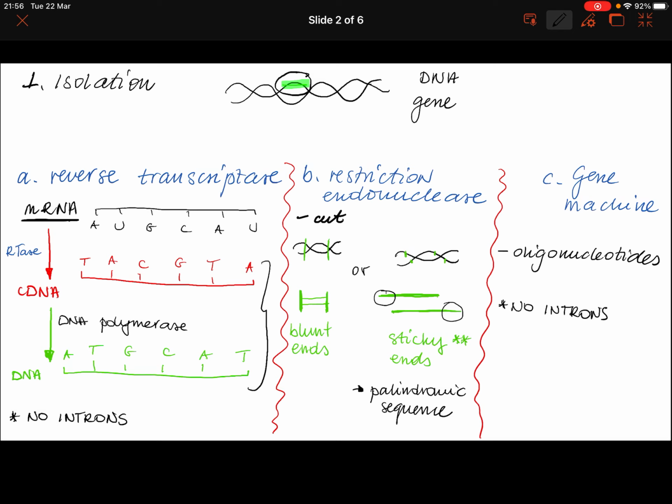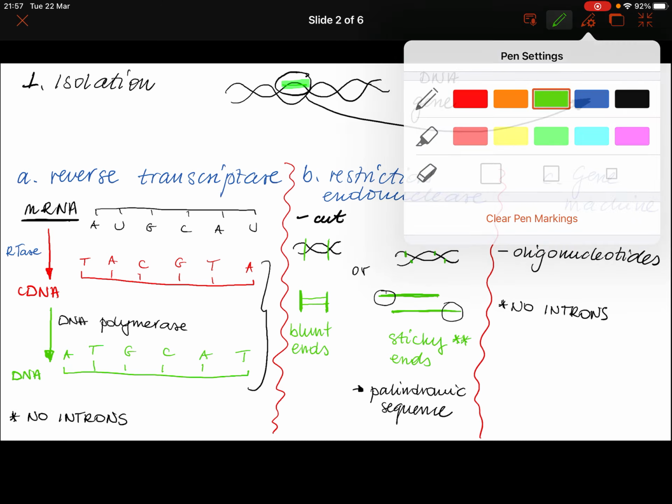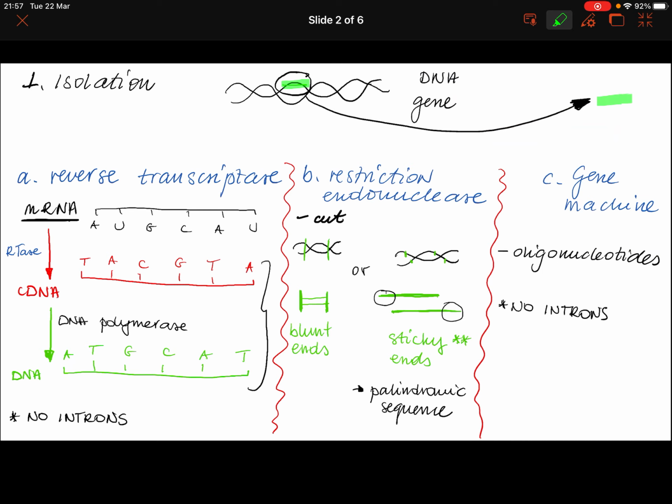So that was the first process of isolation. We can achieve the sequence of the gene coding for the specific protein using those three following methods. What will then happen with that gene that we have achieved? So color in green again, I'll go for the green color.